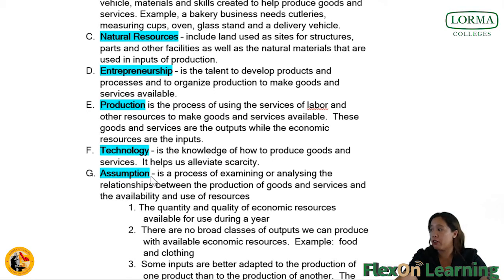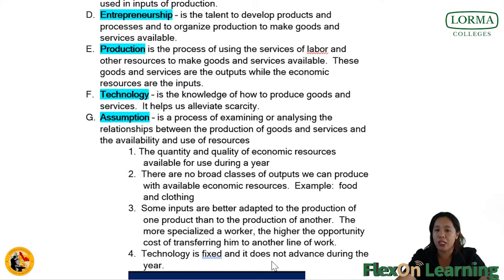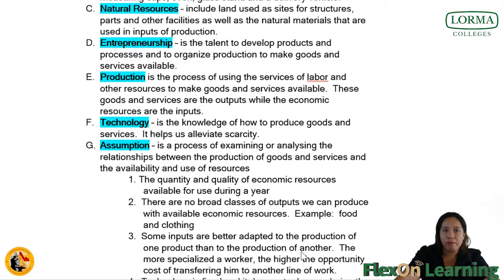The quantity and quality of economic resources available for use during a year can be determined through research. There are two broad classes of outputs we can produce with available economic resources: food and clothing. Some inputs are better adapted to the production of one product than to the production of another. The more specialized a worker, the higher the opportunity cost of transferring him to another line of work. Technology is fixed and does not advance during the year.